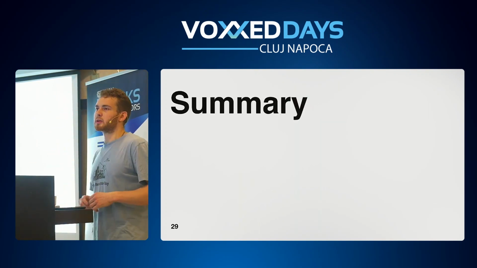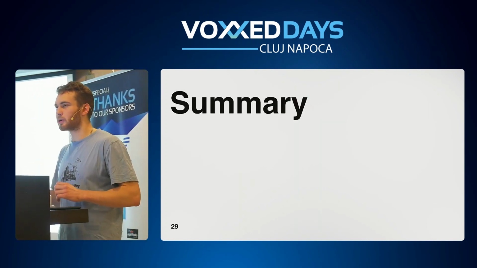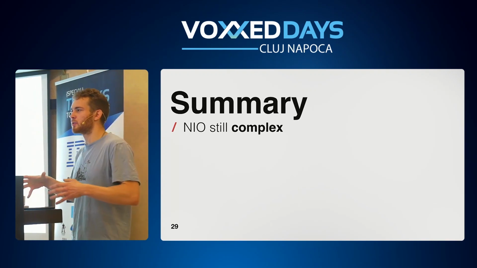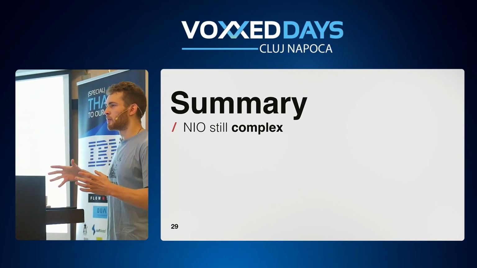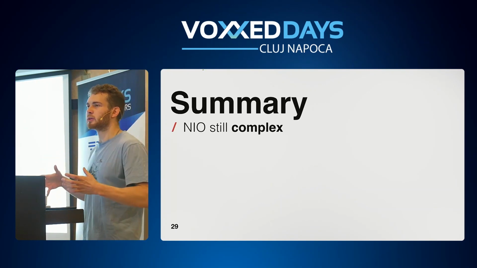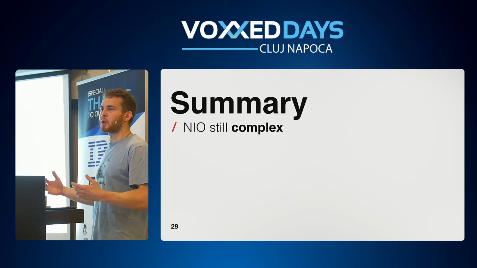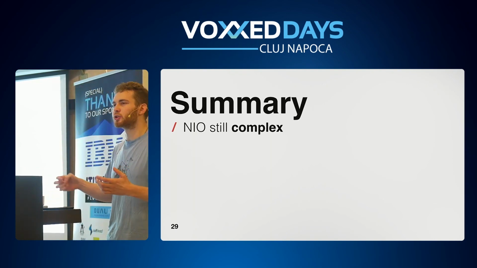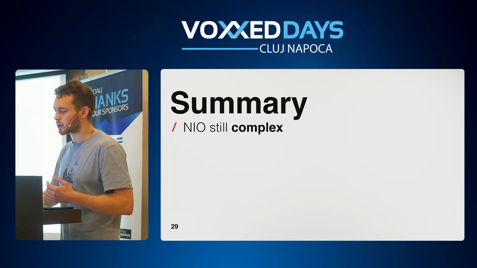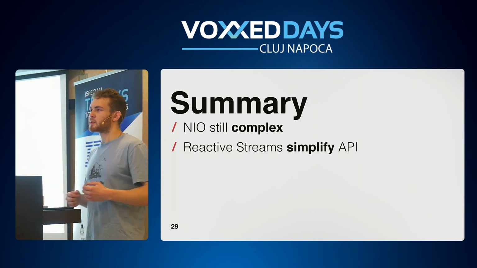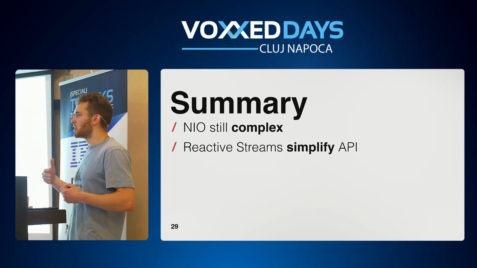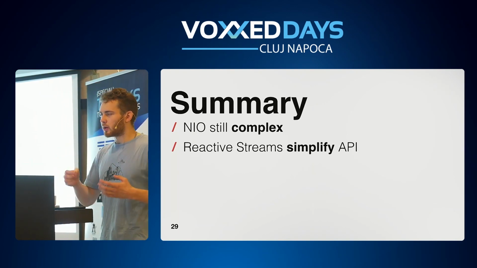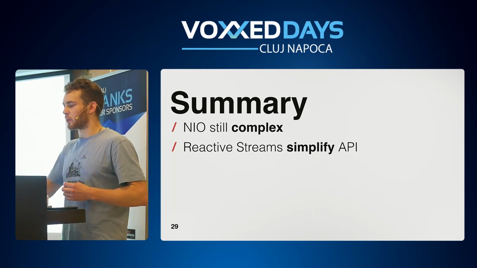And finally, let's sum up what has been going on there. First of all, NIO is still complex. As you have seen, even though we created some wrapper around NIO and Socket Server with Reactive APIs, the internals are still complex. We don't have any option to write it in a different way and make it better. However, the Reactive Streams approach and the Reactive Streams specification simplify the API a lot. So we have a streaming approach in our API right now, which is good.